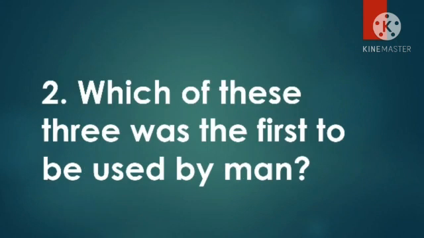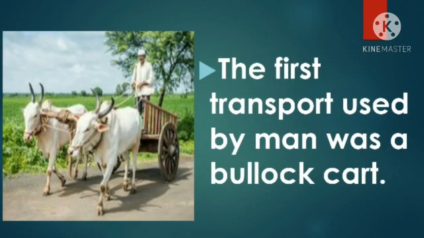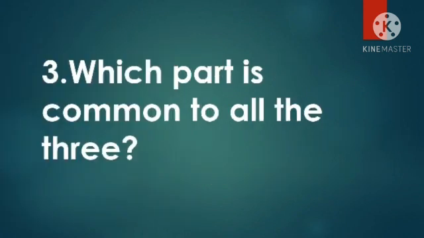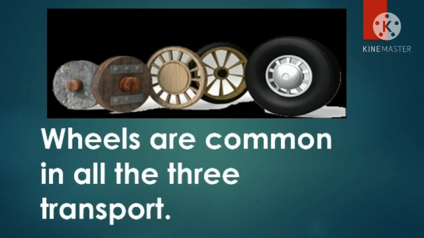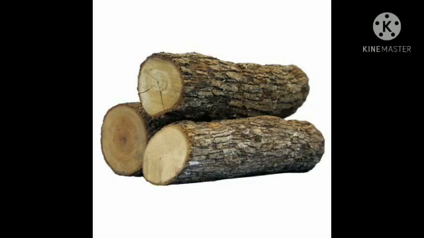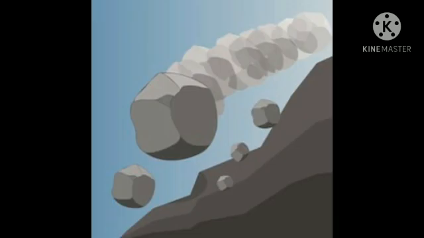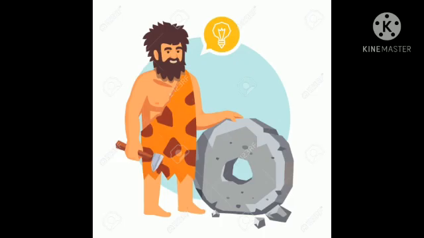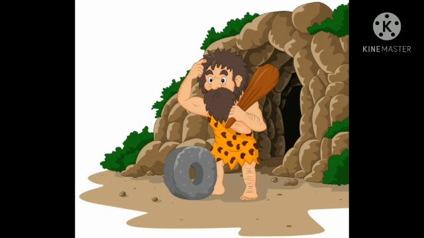Which of these three was the first to be used by man? Yes, the first transport used by man was a bullock cart. Which part is common to all the three? Yes, wheels are common in all the three transport. Man used to see logs of wood and round boulders rolling down mountain slopes. It is thought that these observations gave him the idea of the wheel.